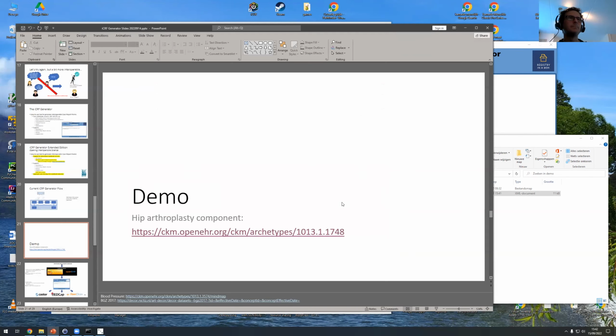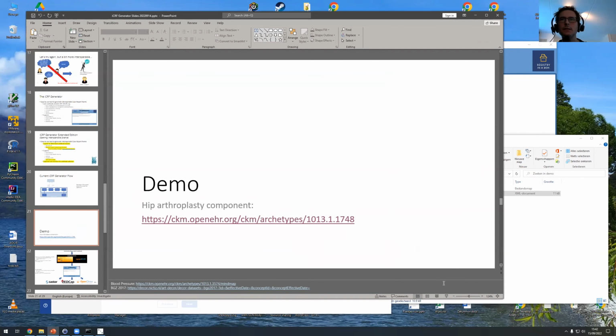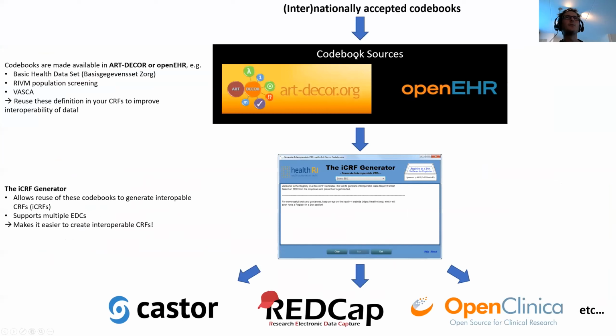So that was basically the demo of the iCRF generator. So I'll head back to the presentation. So to summarize, basically you have these internationally accepted codebooks, and they are available in sources such as ART-DECOR and OpenEHR. And you want to be able to easily reuse these definitions in your case report forms to improve the interoperability of your data. And the iCRF generator allows you to reuse these codebooks and generate the case report forms for a variety of EDCs.